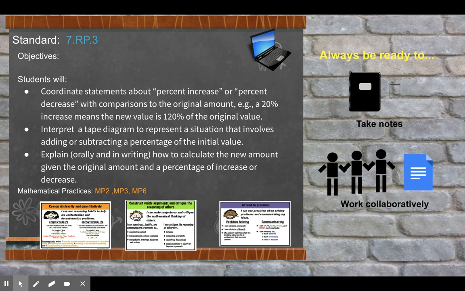And those are to reason abstractly and quantitatively, construct viable arguments and critique the reasoning of others, and to attend to precision. So as usual, we want to make sure that we're ready to take notes and work collaboratively with your classmates. We will pause here for about 2 minutes so that you guys can copy down the standard and the objectives onto page 18 of your spiral notebook.